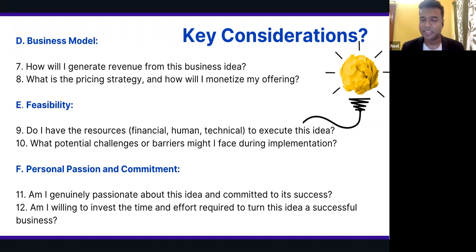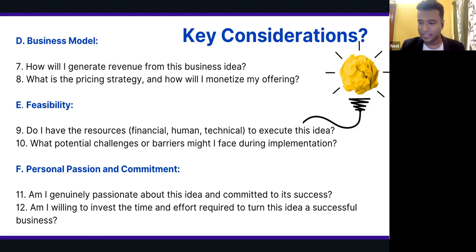What is the pricing strategy? You do not have to go deep, but just consider from the top level: I'm coming up with an idea, and I will charge my end users like this. That's it. I do not want you to study different pricing strategies. Just say, okay, I'm coming up with one product, and I will charge it like this. That's it. Then feasibility. Do I have the resources?